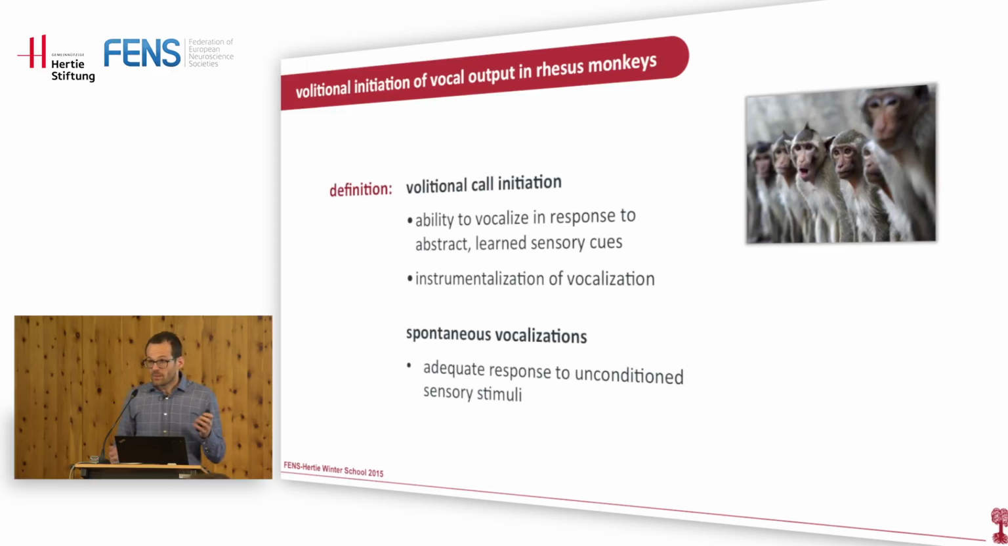And so as we see it, volitional call initiation is the ability to vocalize in response to an abstract learned sensory cue, and therefore the ability of the animal to instrumentalize its vocalization. So there has to be some learning process before the animal is really receiving a reward, so that it's really something like a call and command that the animal is doing. To put this in contrast to spontaneous calls: we say that spontaneous calls are the adequate response of the animal to an unconditioned sensory stimulus, like for example an alarm call in response to the visual sight of a predator, or a food call when seeing a piece of food.